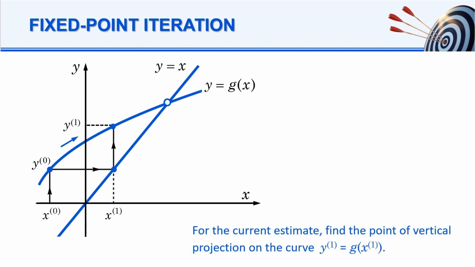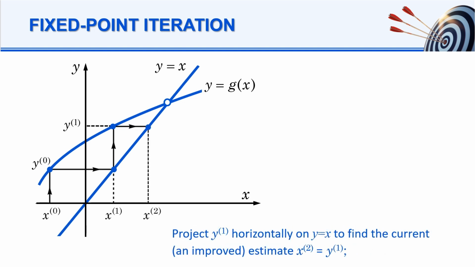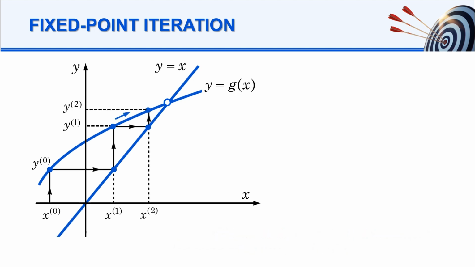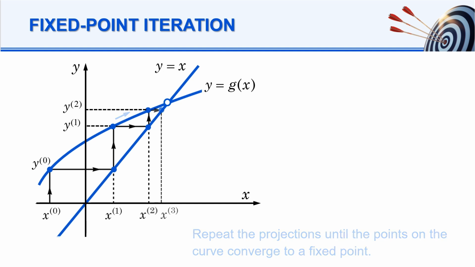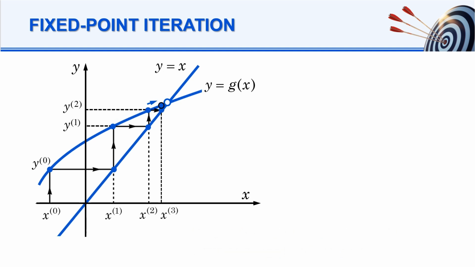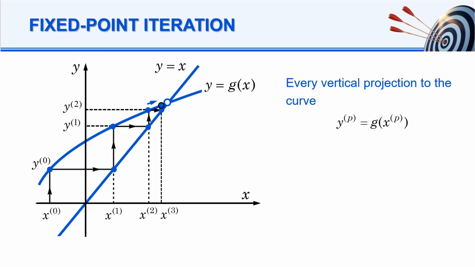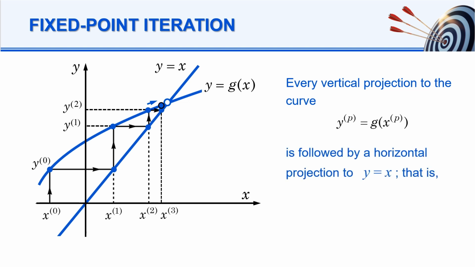For the current estimate, we find the point of vertical projection on the curve, that is, y1. y1 is then projected horizontally on y equals x to find the new and improved estimate x2. We repeat the projections until the points on the curve converge to a fixed point. Every vertical projection to the curve by yp equals g(xp) is followed by a horizontal projection to y equals x.